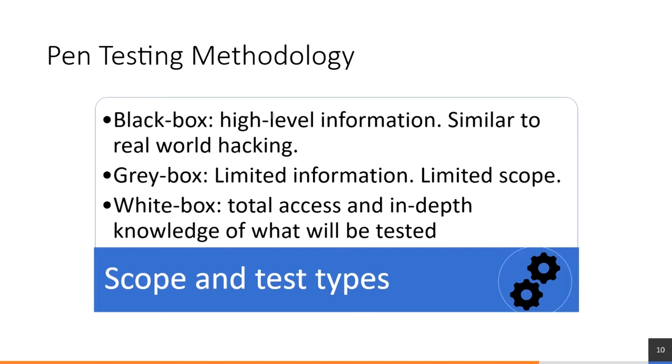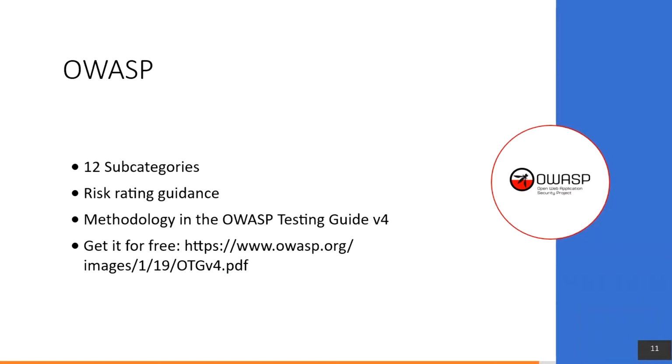We have black box testing, which does not give you very much information. It's very, very limited. In fact, it might be an IP or an IP range. This would be considered similar to real-world hacking. And in the middle, we have gray box testing that is limited information and limited scope. Regardless of the form of testing we pick with our client, we would still have the same end result, which would end up being our pen test report.